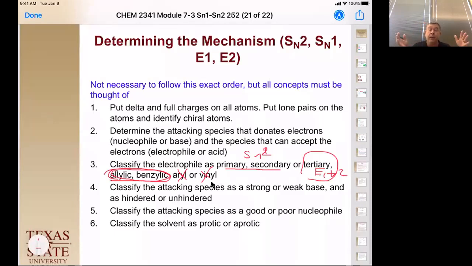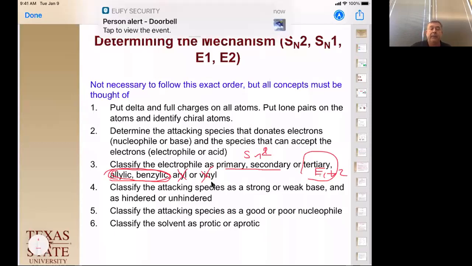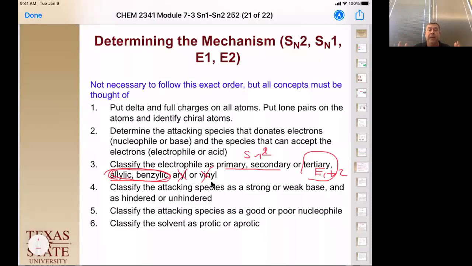All right, so now you say, okay, is it a strong or weak base? Is it a hindered or unhindered base? Because now you have to decide whether it's acting as a base or not. If it's acting as a base, is it small enough to act as a nucleophile, or is it too big to act as a nucleophile? And you have to react it as a base.